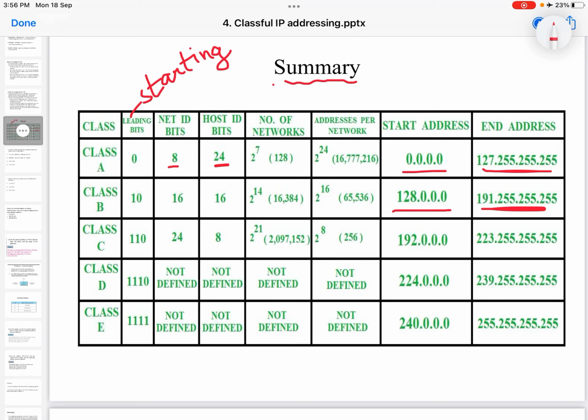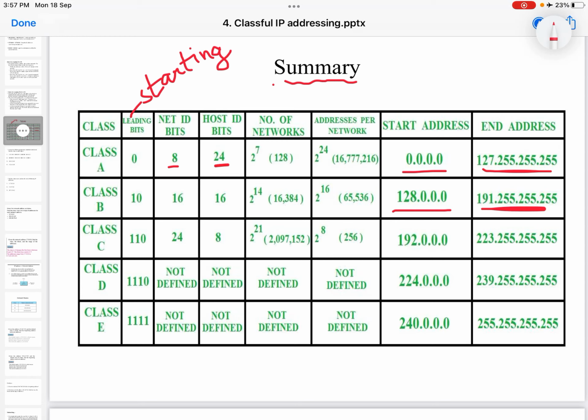Class C starting bits are 110. Net ID bits 24, host ID bits 8. Number of networks 2 raised to 21. Addresses per network 2 raised to 8. Start address 192.0.0.0. End address 223.255.255.255.